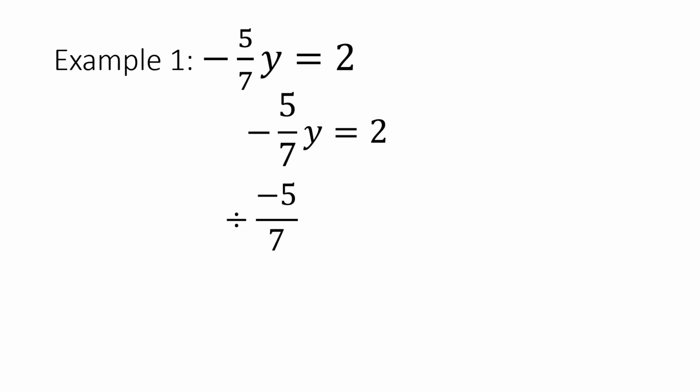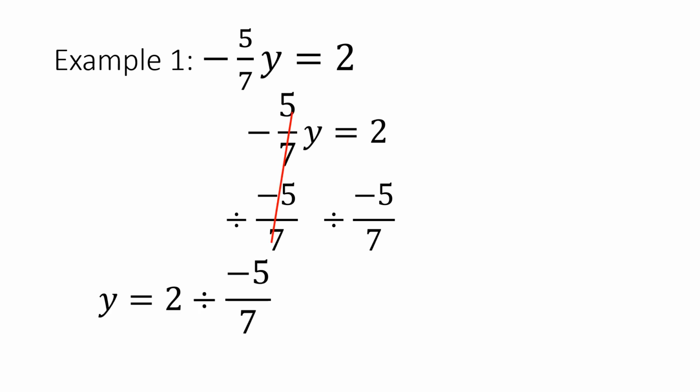So we're going to do that, and then the negative 5 over 7 on the left is going to cancel, and we're left with y equals 2 divided by negative 5 over 7. The rule when you divide by a fraction is that we're going to flip that second fraction, or do the reciprocal, and then we're going to multiply instead of divide.